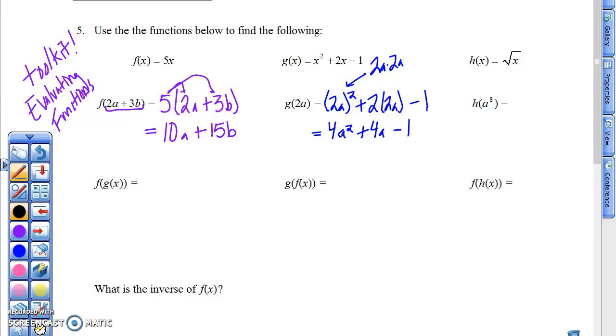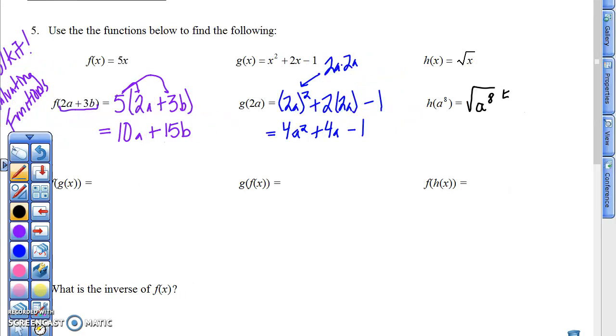And then this h of a to the 8th, so substitute that in. I have the square root of a to the 8th. I am really looking for how many groups of 2 I can get out of 8. Because a square root undoes something that's been squared, which is 2. So 2 goes into 8 4 times, so this would now be a to the 4th power.